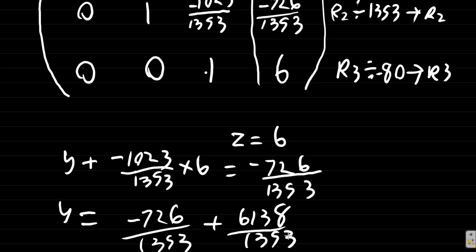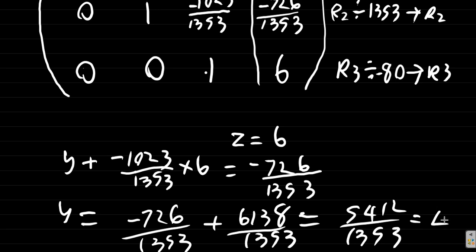So if we say negative 726 plus 6138, we're going to have this equal to 5412 over 1353. When we put that over 1353, we get 4. So we would get our y as 4.